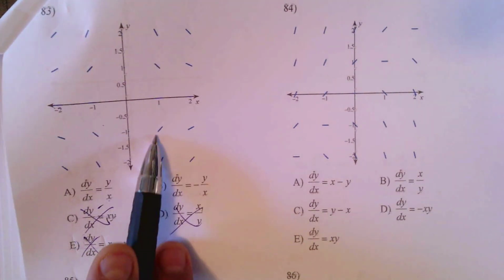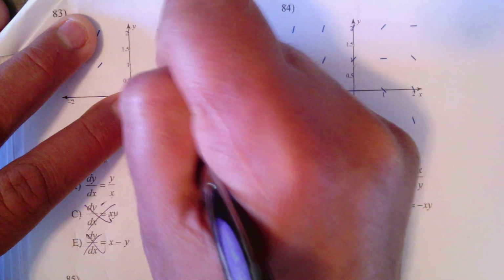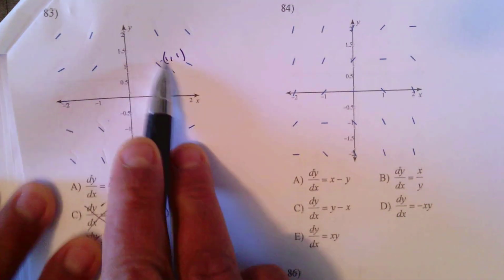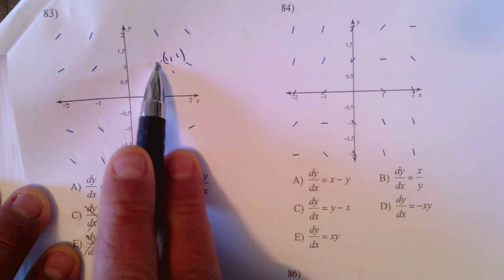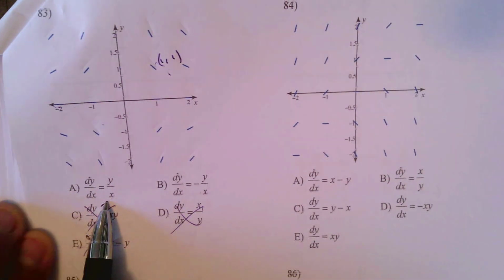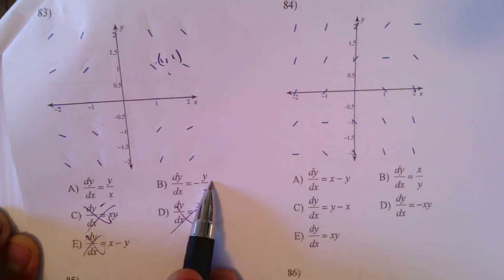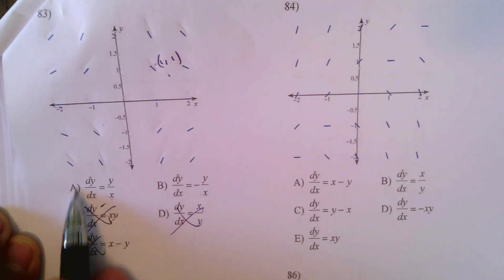And now pick a point, such as this point. This point here is 1, 1. And what does it tell us that the slope is at 1, 1? It says that the slope is going to be negative. Looks like it's a negative 1 here. So if I put 1, 1 into this guy, it's not going to come out negative. But here, it would come out to negative 1. Well, it looks like A is not going to work.